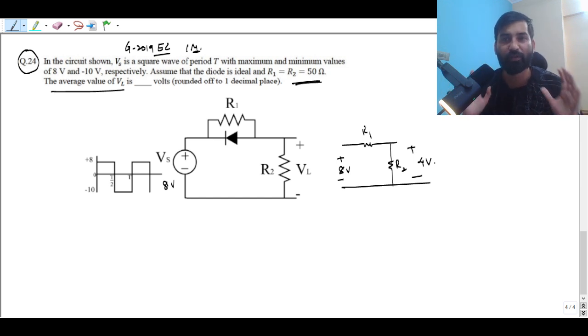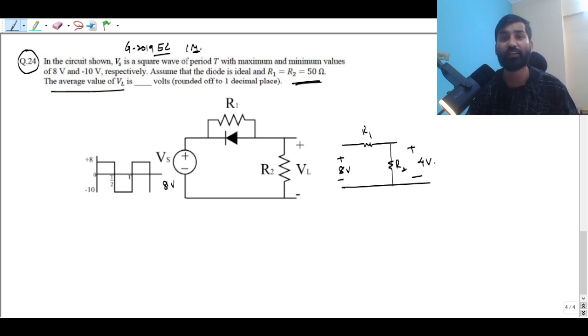If you know the simple property of an ideal diode, if the diode is on, you have to replace it by a short circuit. If the diode is off, you have to replace it by an open circuit. So when you are in a positive half cycle, like when you are applying positive maximum voltage to the input of this circuit, your diode is going to be off, because the direction of the diode, if you take a look here, is opposite. Understand the direction of the diode. When the diode is on, the current is going to flow like this.